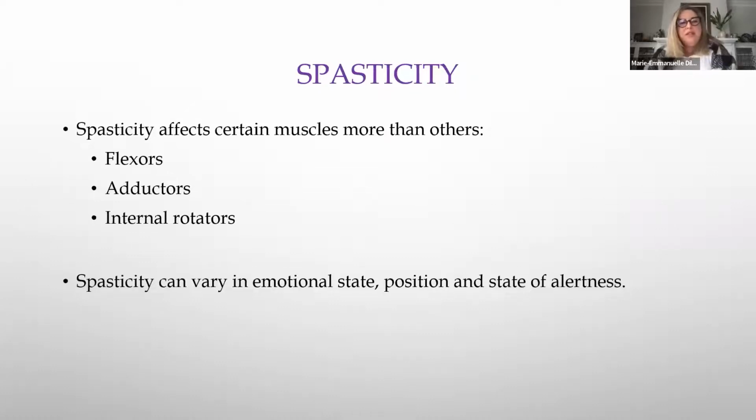So spasticity usually affects certain muscles more than others. It affects more flexors, adductors, and internal rotators. The spasticity also can vary. If you're more stressed out, it's going to increase, or sad. It can vary depending on your position and also depending on your state of alertness.